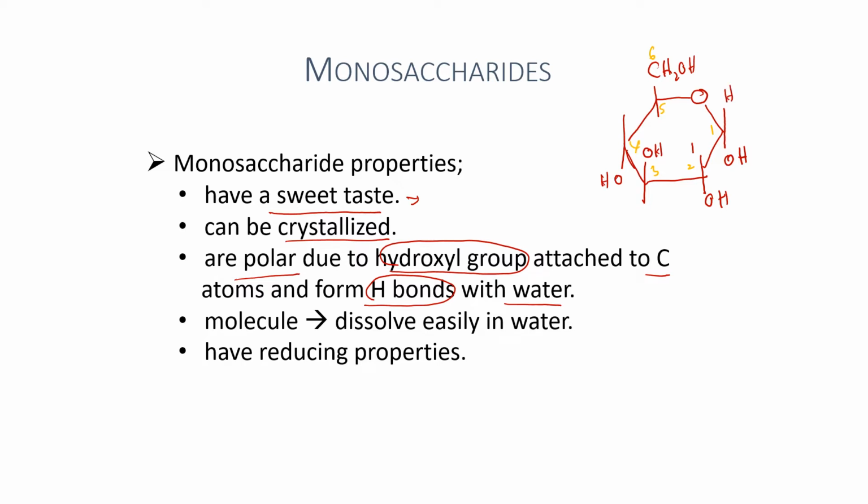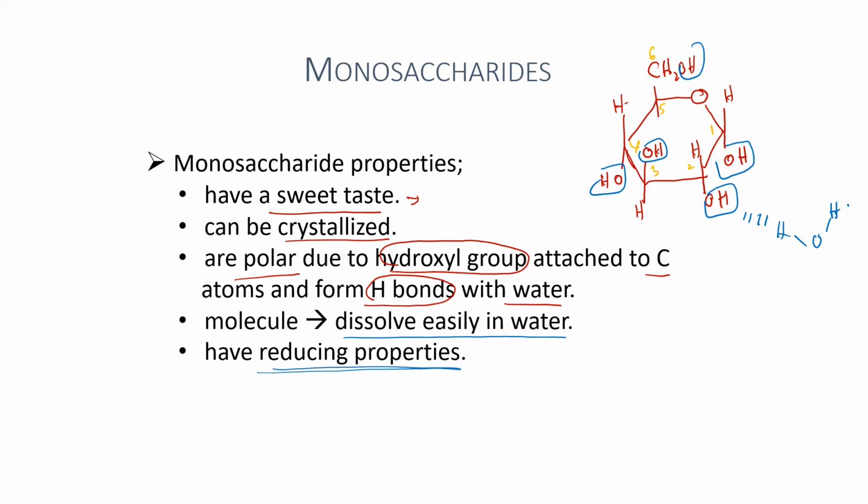And then the hydrogen atoms, which are also attached to the carbon atoms. Due to the presence of many hydroxy groups here and here and here, this will cause the sugar molecule to be easily dissolved in water, because they can form hydrogen bonds with water molecules. So they are easily dissolved in water, and they have reducing properties.